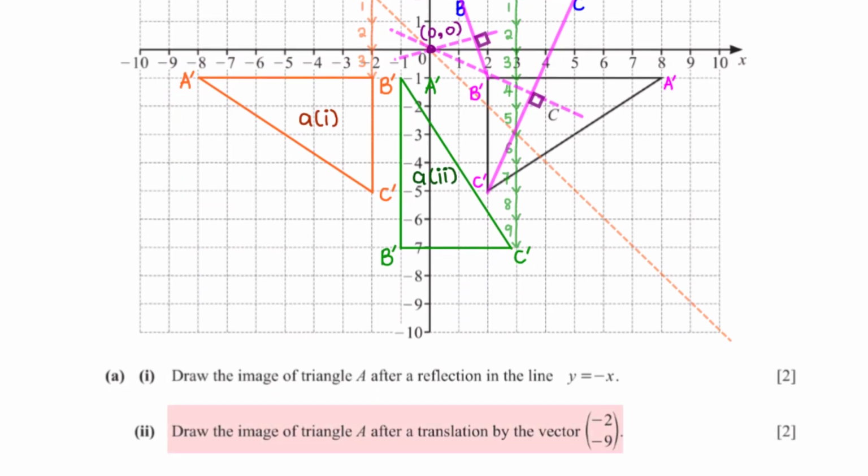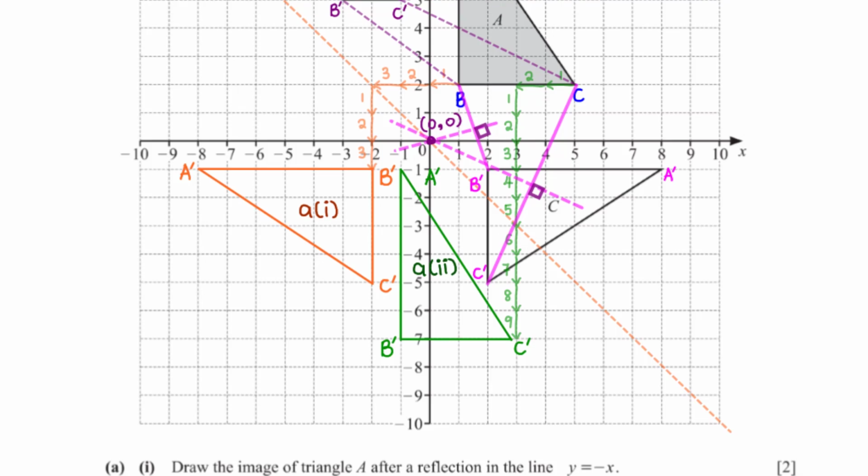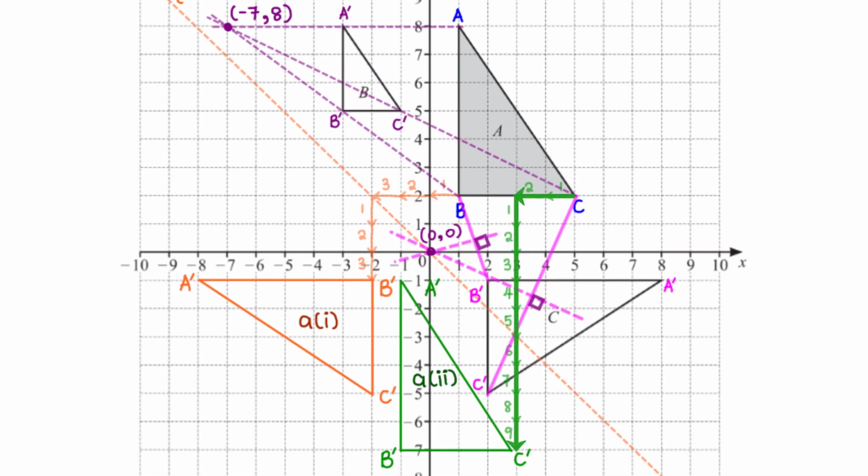Draw the image of triangle A after a translation by the vector -2, -9. The translation vector dictates that we move each of the vertices of triangle A 2 units to the left and 9 units downwards. On the diagram, the movement for point C has been shown. After repeating the same process for points A and B as well, we are able to map out the translated image of triangle A.